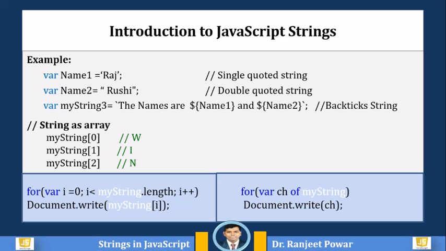A string can also be treated like a zero index based character array. Since a string is character indexed, it can be accessed using a for loop or for of loop. You can see in the example how the string's elements are accessed using the for loops and displayed on the web page document.